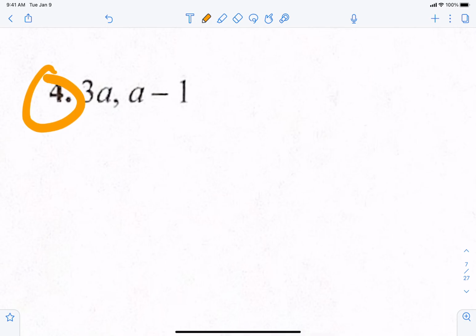3a and a minus 1. Okay? You're just finding the least common multiple. You're just finding the least common multiple of these two pieces.